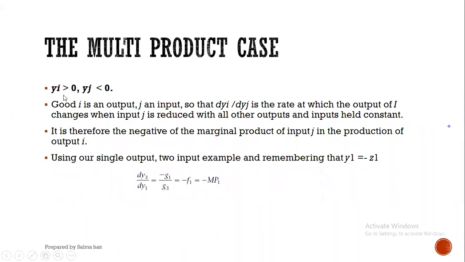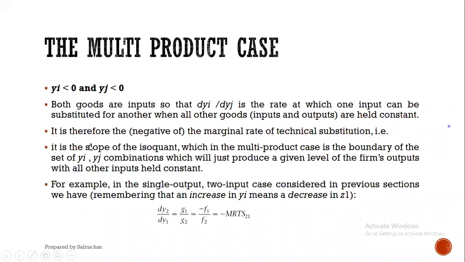When we are studying the rate of change of an output to the rate of change of an input, then we get the marginal product of an input, that is j, in the production of output i. And in this one, where we are studying the rate of change of one input with reference to the rate of change of the other input, then we get the marginal rate of technical substitution.